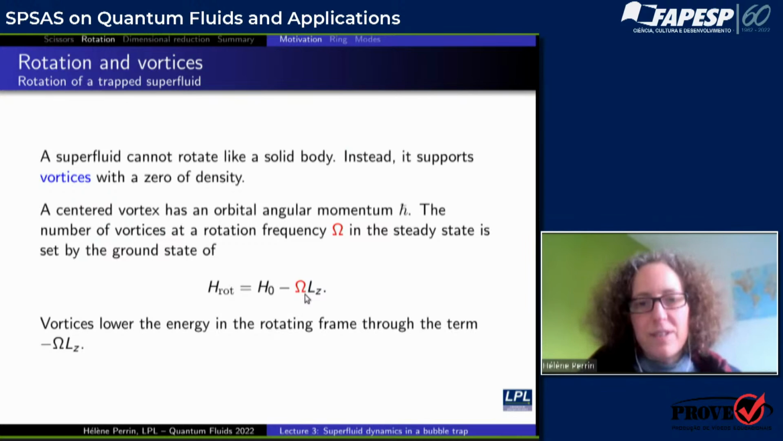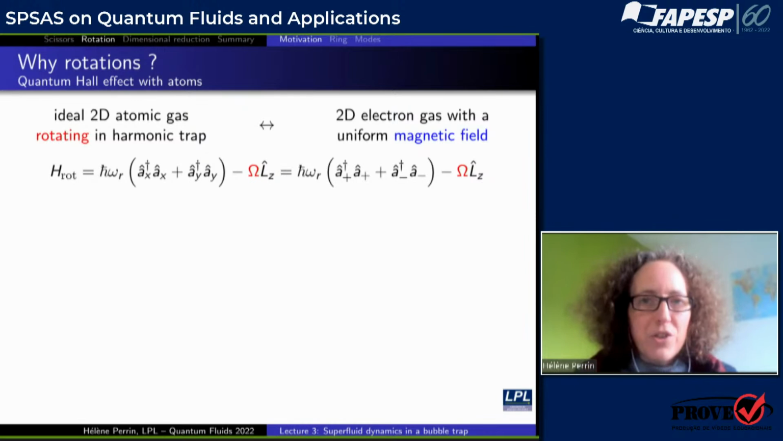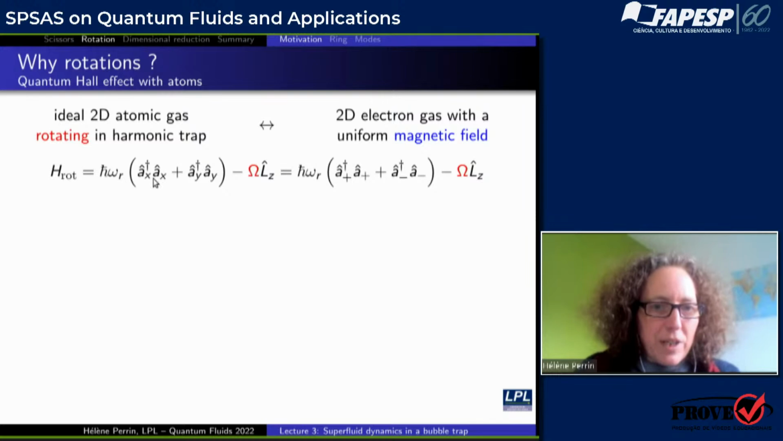So now, the reason why we want to study rotations is that you have an analogy between neutral atoms in a rotating frame and electrons in a uniform magnetic field. So the analogy proceeds like that. If you look at a 2D gas in rotation in a harmonic trap, this is the Hamiltonian for the harmonic trap, and this is the effect of going into the rotating frame. So in fact, this harmonic potential, which here is written in terms of increasing the quantum number along the directions x and y, I can also write it by increasing the quantum number of particles rotating in the plus direction or in the minus direction.